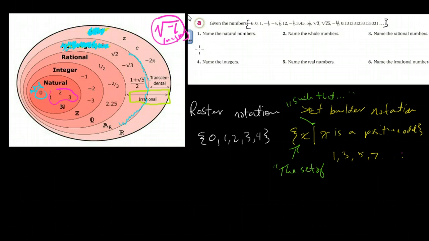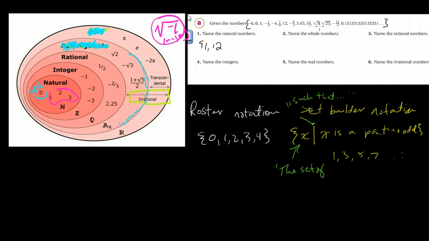I'm going to go ahead and put this in roster notation again. 1 is a natural number. Negative, negative, a rational number. 12 is also a natural number. Negative, fraction, decimal, no, no, no. Square root of 3, no.